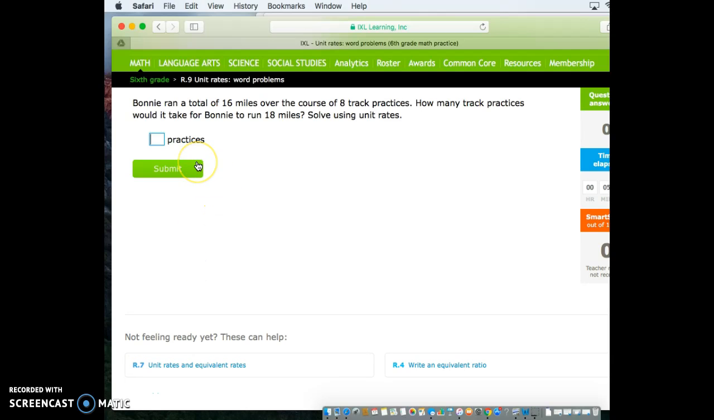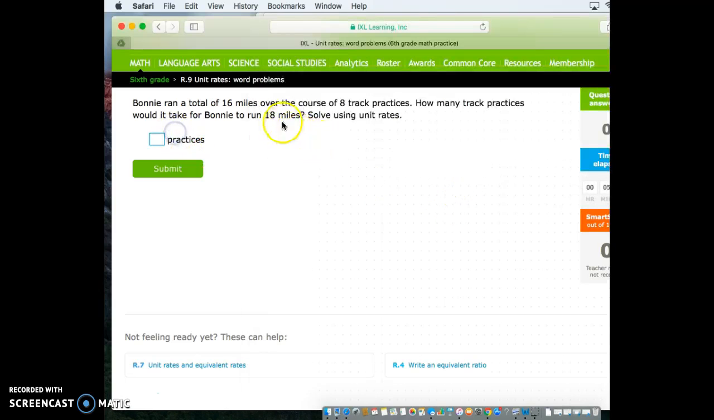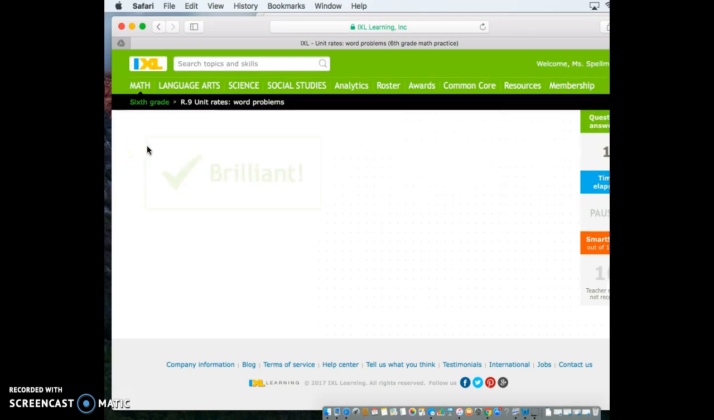So how many track practices would it take for Bonnie to run 18 miles? So let's look here. I know she can go 2 miles in one practice. So I have to figure out how many times she is going to run 2 miles in order to go 18 miles. So I could do 18 divided by 2, and that equals 9. So it's going to take her 9 practices in order to go that distance.